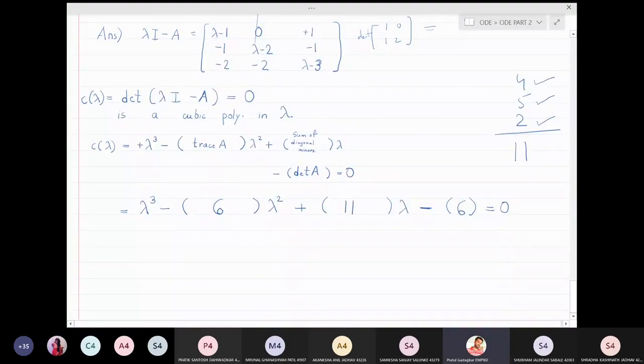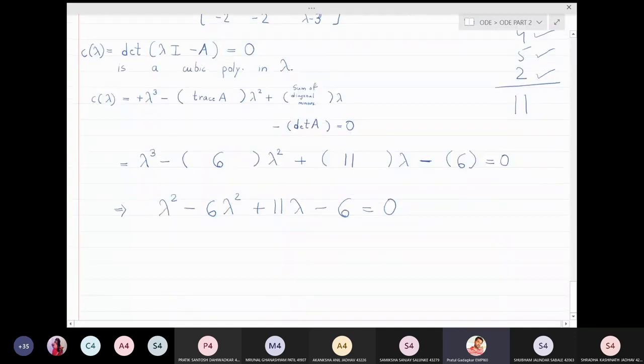So I got the characteristic polynomial equation: lambda cube minus 6 lambda square plus 11 lambda minus 6 equal to 0. If you quickly look, you'll observe that, sorry, this is lambda cube. If you look here, you'll see 1 minus 6 plus 11 minus 6. This becomes 0. The sum of the coefficients is becoming 0. This means lambda equal to 1 is a root of this cubic characteristic equation. So lambda equal to 1 becomes your root.